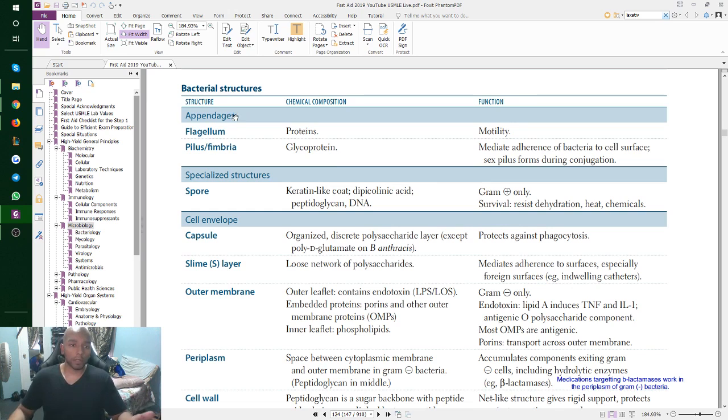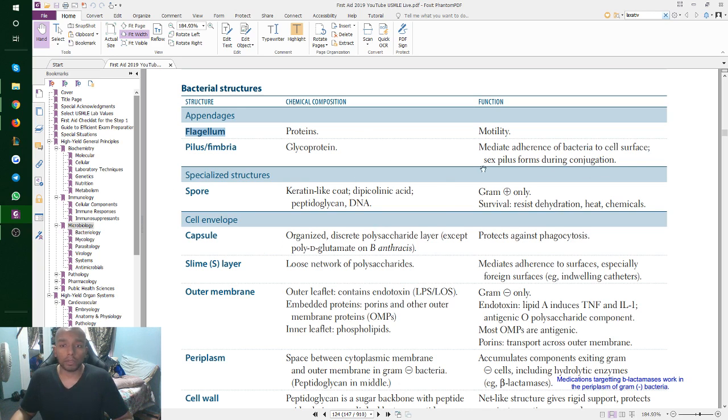So first thing they talk about are the appendages bacteria can have. There's either going to be flagella or pilus or fimbria. And these things are pretty much giveaways. Like if you see flagella, they're motile, right? And pilus and fimbria, these are glycoproteins, and these are literally used mostly for just adherence, right? Mediate adherence of bacteria to the cell surface. The sex pilus forms during conjugation, and we're going to see that when we get there.